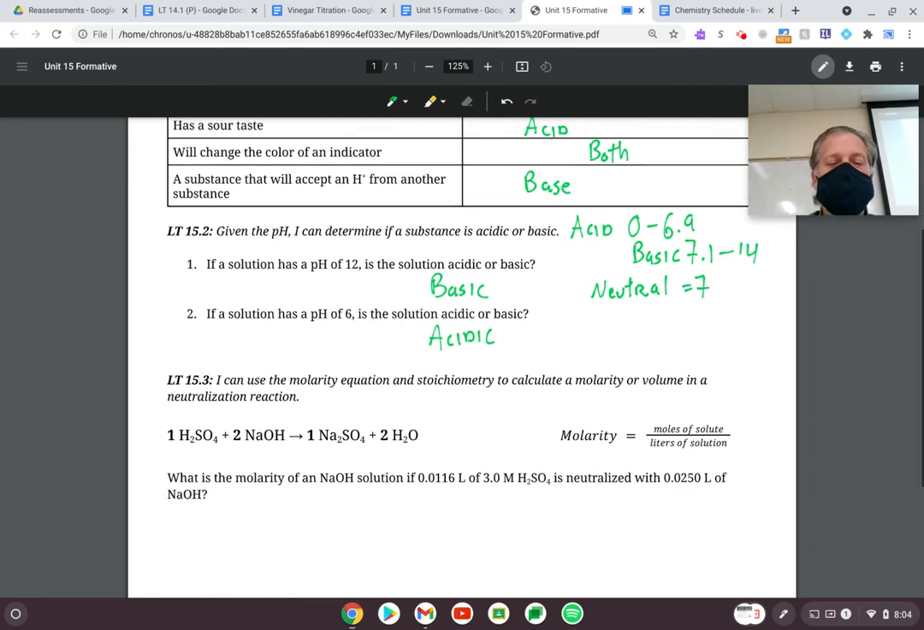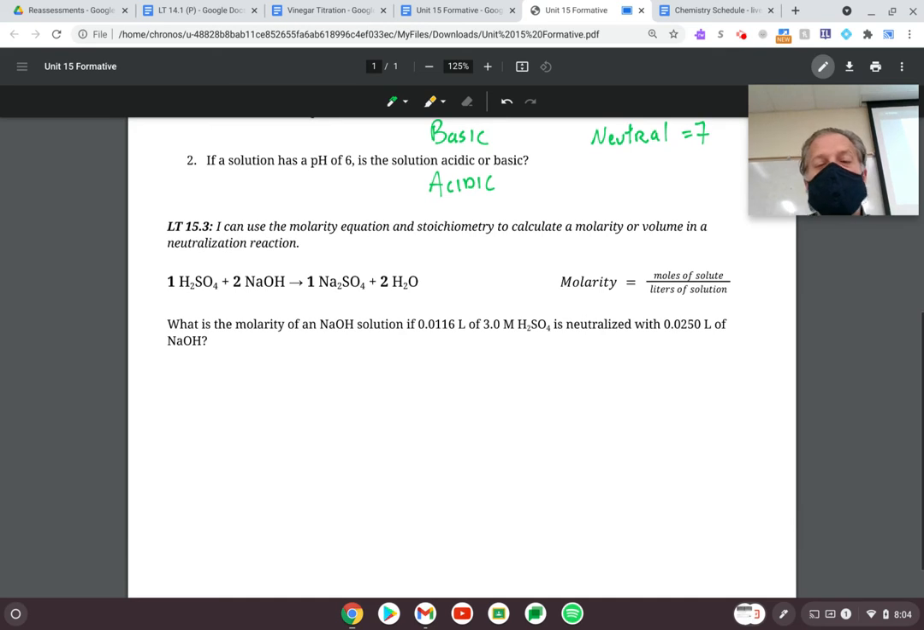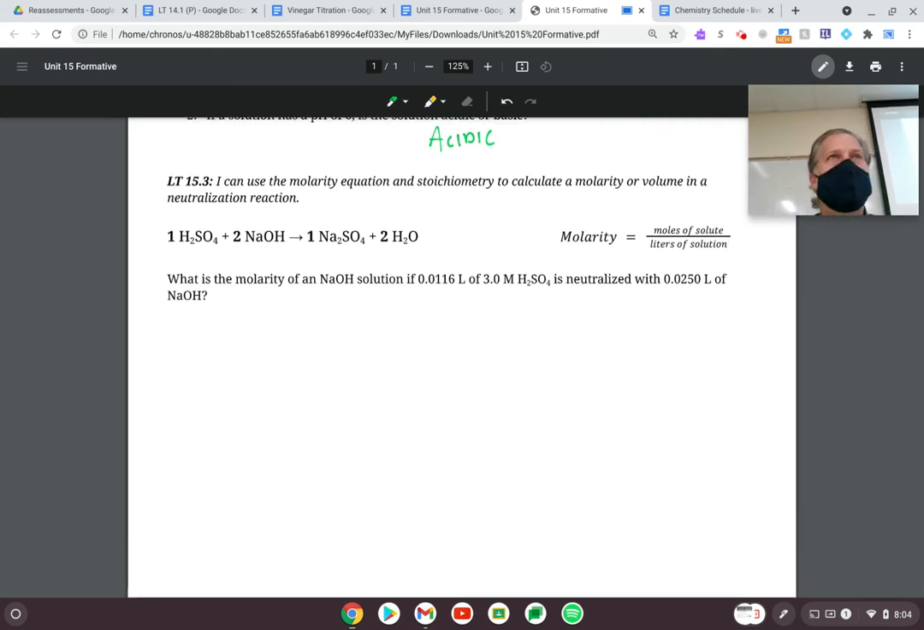And then the last thing was a calculation that was similar to the lab calculation, but maybe not quite as involved, because I've given you all the things in the appropriate units, so you didn't have to change things from milliliters to liters. But this is definitely going to be a set of calculations that you're going to have to be able to do.